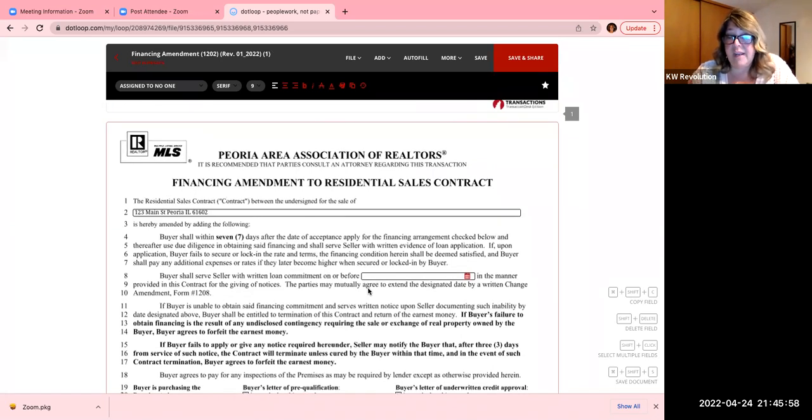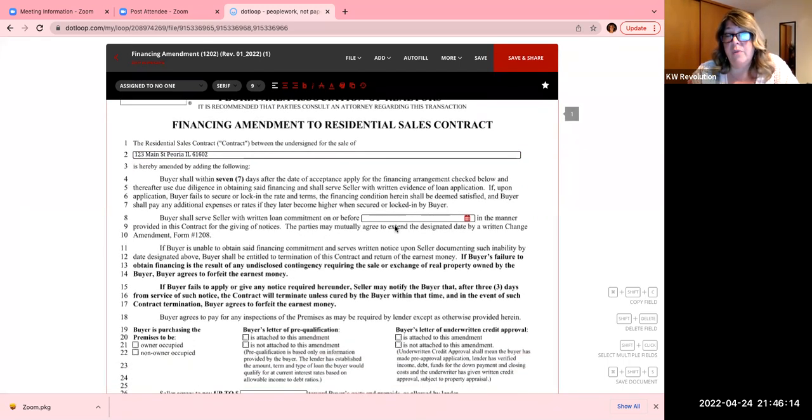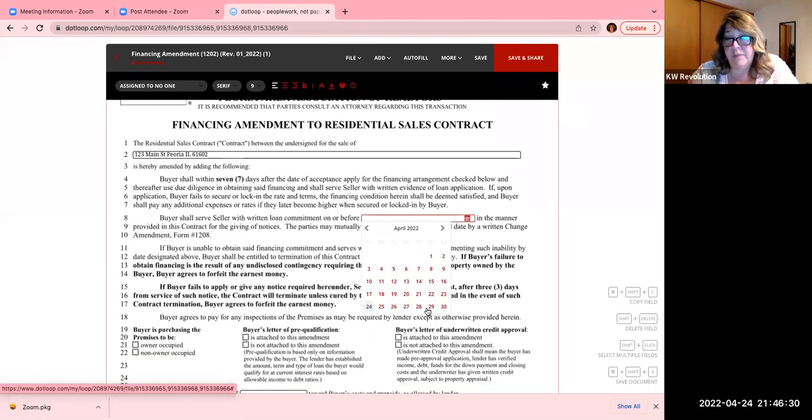So the first one is the finance amendment. If they're getting a loan, then that's marked yes on page 5, and you're filling out a finance amendment. So right away we have the address, and then we have the loan commitment. The loan commitment is mainly for the lender. The lender needs to have the loan all worked out within a certain amount of time. So if we're closing, I think I put April 29th on here, which of course cannot be done, but April 29th, I would expect the lender to have that loan done by the 25th.